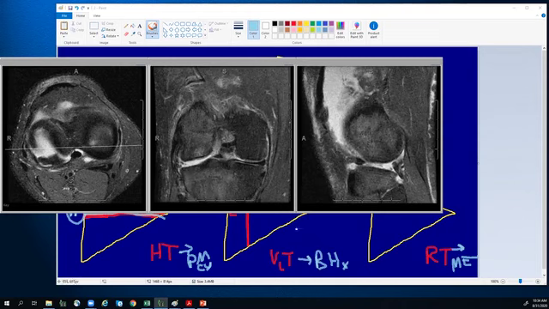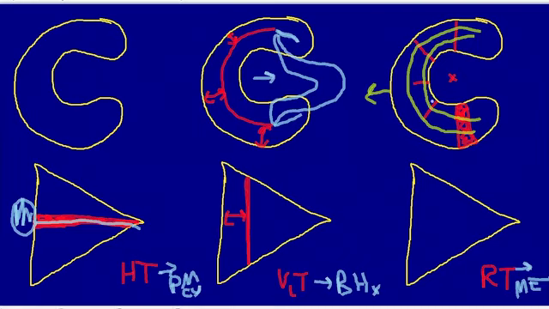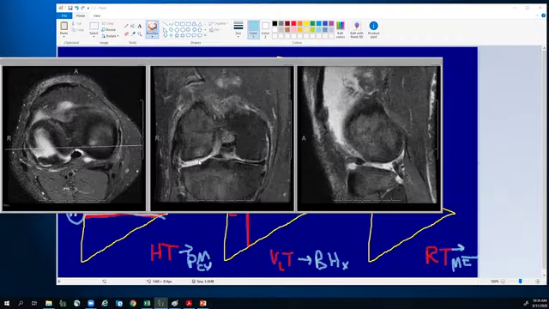So I would say out of these three basic tear patterns, the one that you would want the least is the radial tear. First off, it's violating the white zone, the red-white zone, and the red zone. And second, you're losing your hoop stress, and you're eventually leading to more progressive osteoarthritis with cartilage on cartilage and eventually bone on bone. So that's something to keep in mind.